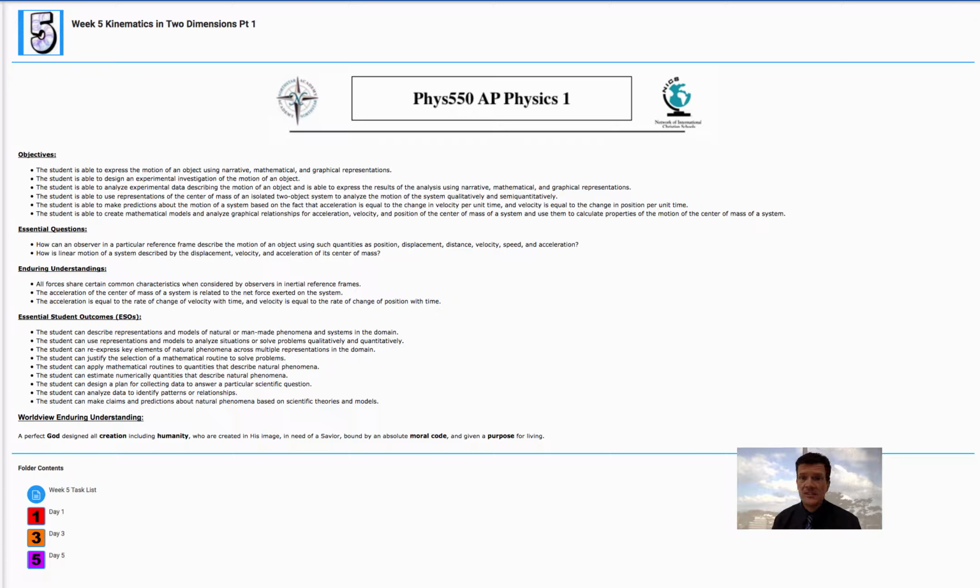So again, as I've mentioned before, you're building upon previous information, previous knowledge. So if you did well in the previous chapter, then you'll be just fine in this chapter as you build upon what you've already learned. Objectives are listed here for you, as you look at the week here for week 5.